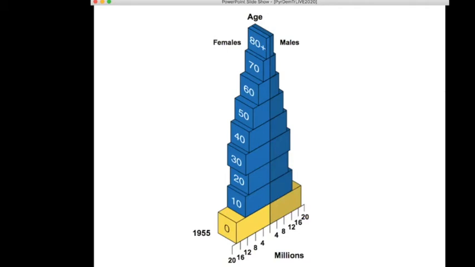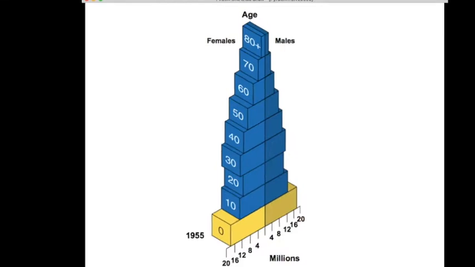Today we're going to look at demographics, breakdowns of the population. And one of the key breakdowns that we look at is called an age structure pyramid. What does a population pyramid show you? It shows you the demographics of gender and age. And what we're looking at here is some old data, 1955.